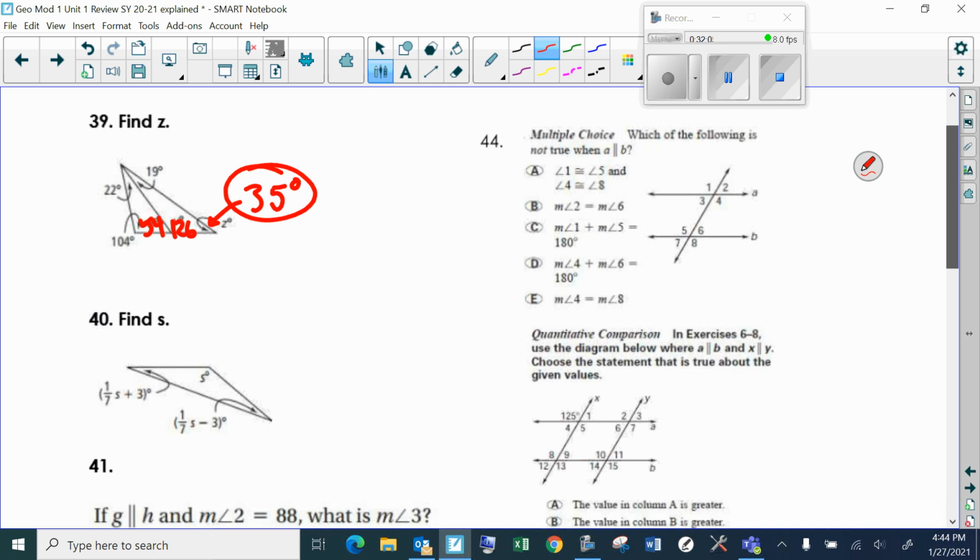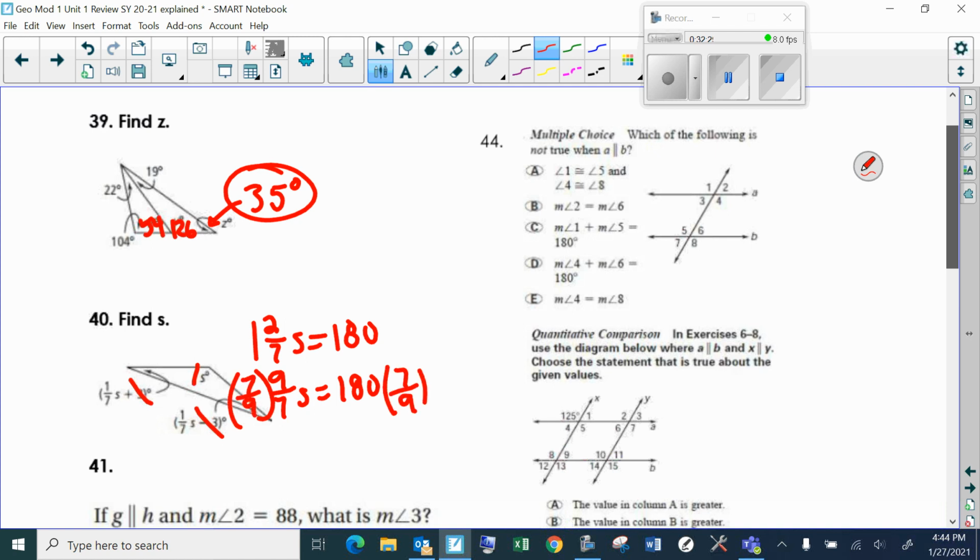Find S. We've done this in class. 1S plus 1/7 plus 1/7 is 1 and 2/7 S, and then the 3 and the -3 cancel out. All angles of a triangle added to 180. That's the triangle sum theorem. Convert that to an improper fraction and multiply by the reciprocal. All this is pre-algebra, 7th grade math, 6th or 7th grade math. Okay. And so 9 cancels the 180 20 times. 20 times 7 is 140 degrees. So S is 140. Okay.